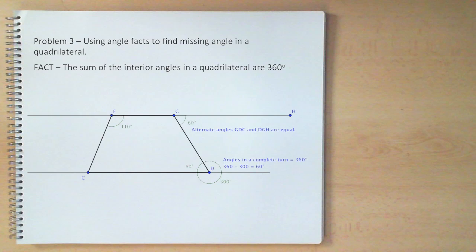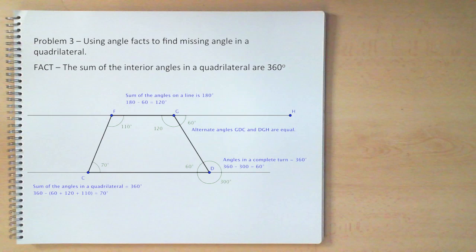Then we can again use the fact that the angles on a straight line add up to 180 to work out that interior angle there as being 180 minus 60, which gives us 120. And then finally we're going to use the fact that the sum of the angles inside a quadrilateral are 360 degrees to work out that final angle at C, which is therefore going to be 70 degrees.